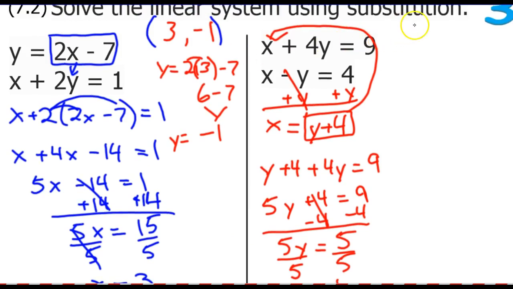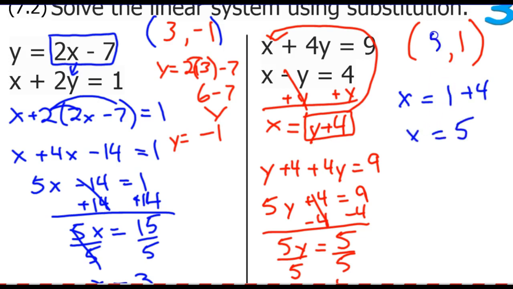So now we can take that 1 and plug it in for our y. So we'll have x equals 1 plus 4, which means x equals 5. So our solution then would be 5, 1.